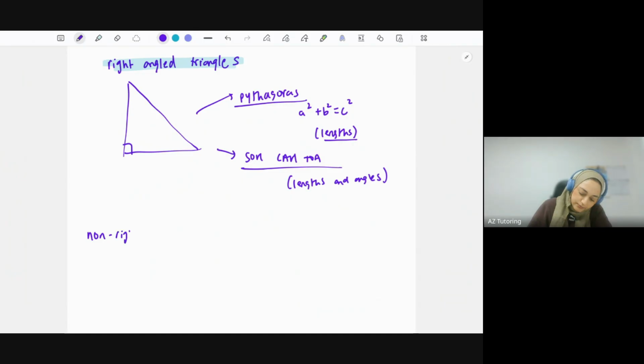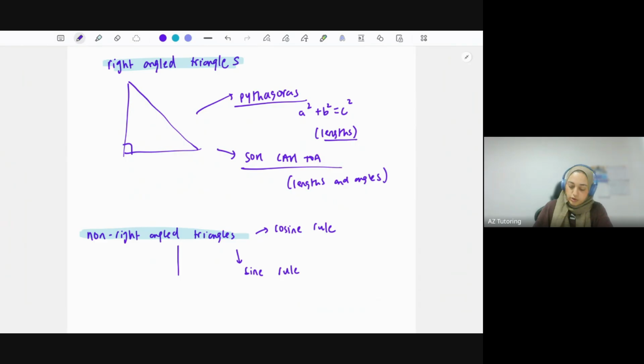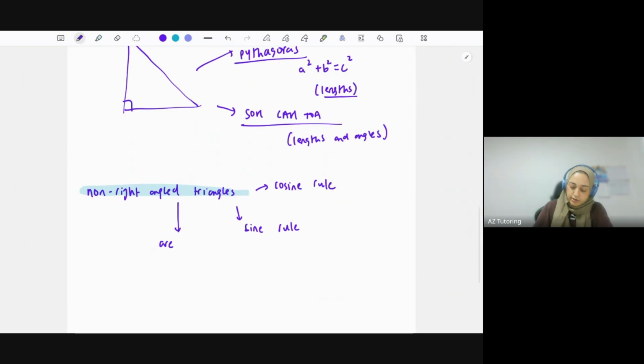So non-right angled triangles. Again, this comes up in the higher paper. Foundation kids don't learn about this. There's a few different rules that you need to know for this. So there's cosine rule, there is sine rule, and there's also area of a non-right angle triangle, which is a different formula as well.